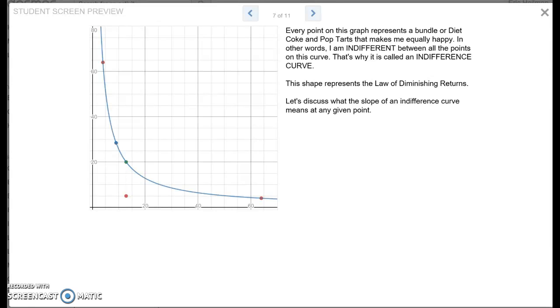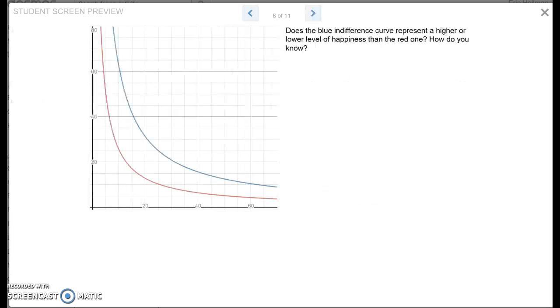Okay, this is part 2 of Introduction to Indifference Curves. We only have a couple more slides to go. So we left off on this one talking about what the slope of an indifference curve meant and the definition of marginal rate of substitution.